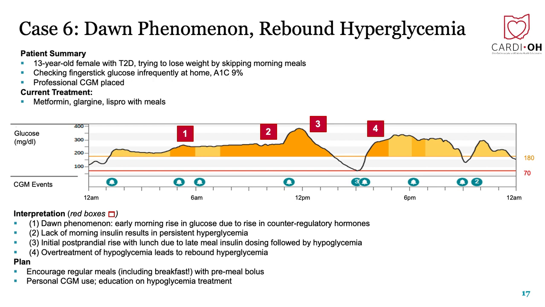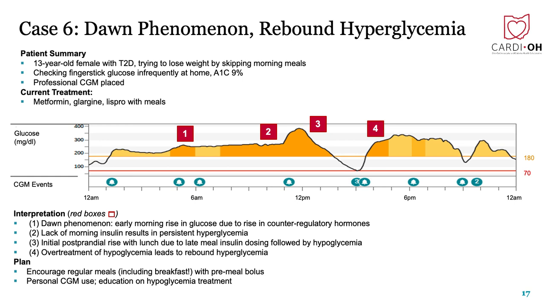And then that initial postprandial rise in glucose after lunch was due to a late insulin dose, and sometimes this could even be a missed meal dose, but in this case it was a late dose, and because it was poorly timed, it actually resulted in hypoglycemia later in the afternoon. Then the hypoglycemia was treated, probably overly treated, and resulted in rebound hyperglycemia, number 4 on your graph.